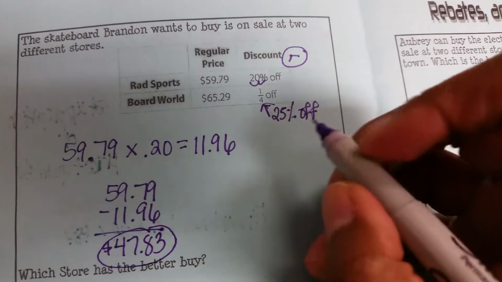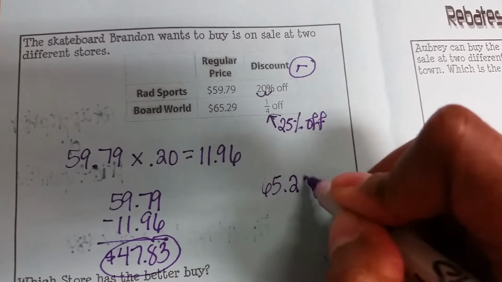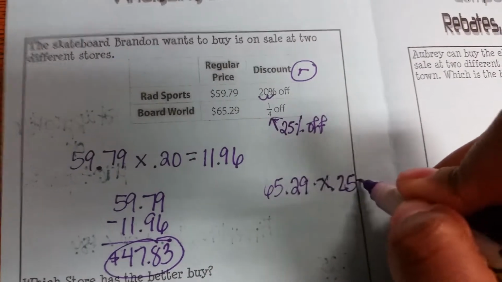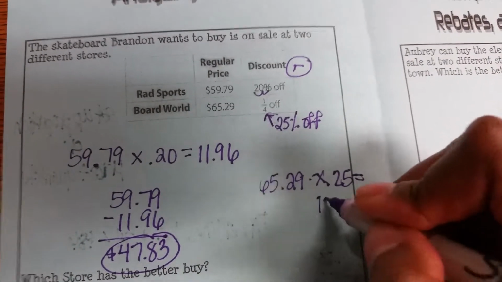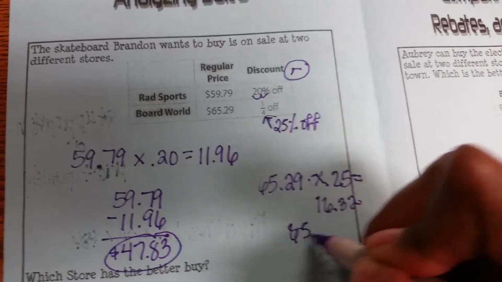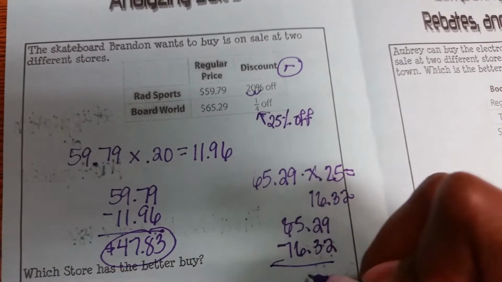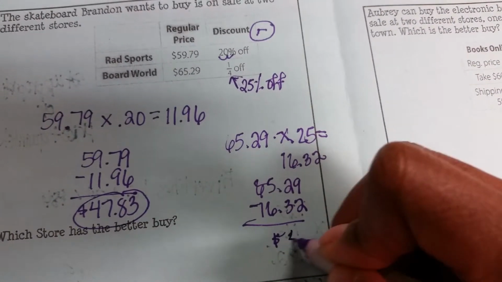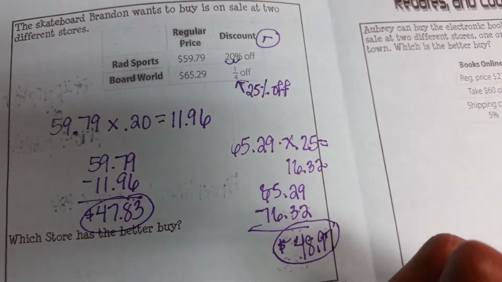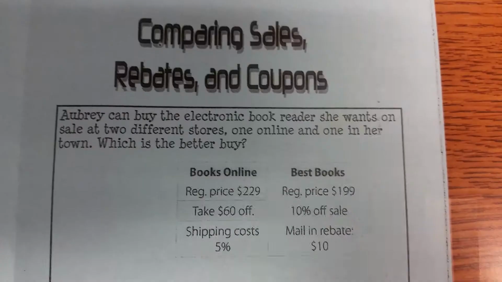Okay, so now we need to figure out what it is at Board World. So we would take that $65.29 and multiply by 0.25. Okay, and I would get $16.32. So now we would take that $65.29 and subtract, and we would get $48.97. Okay, so which store has the better buy and why?